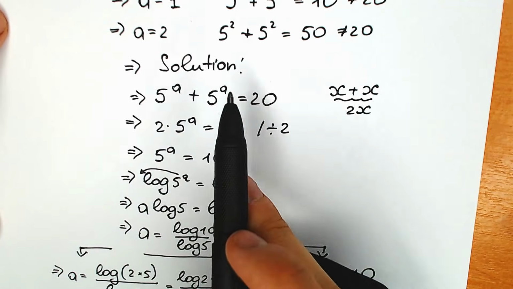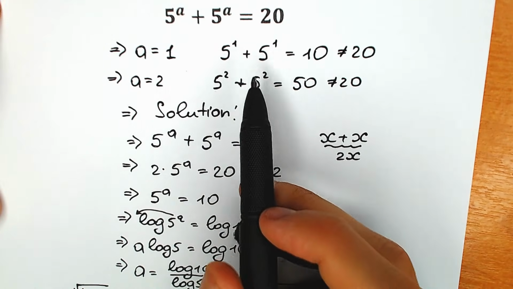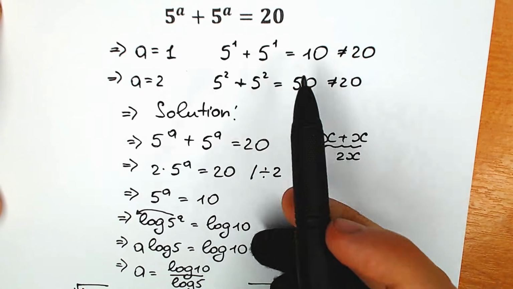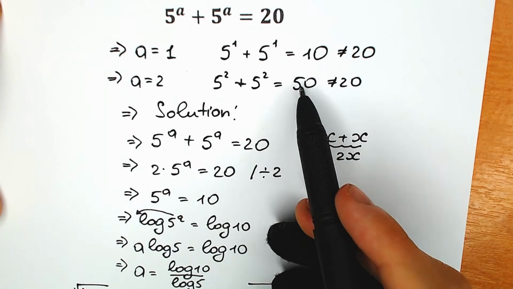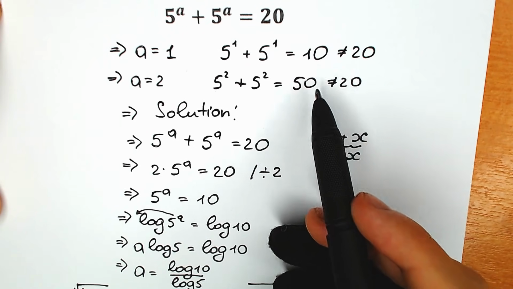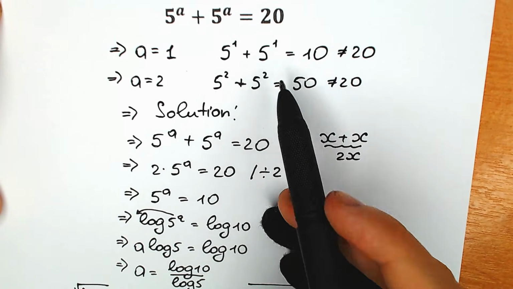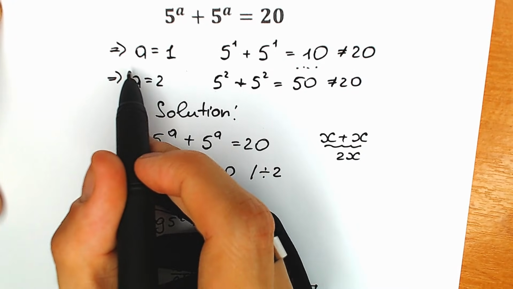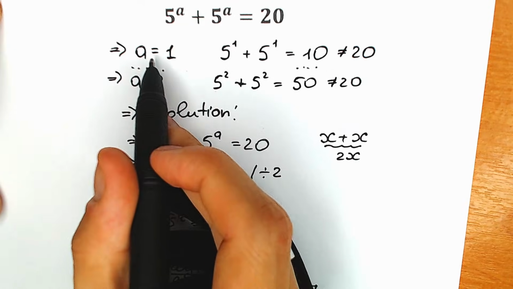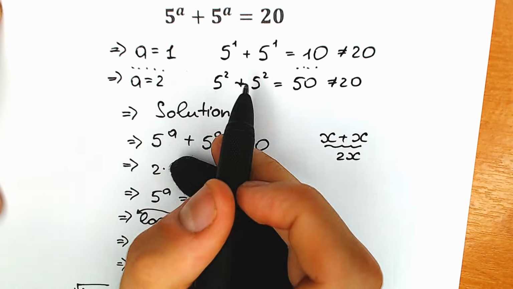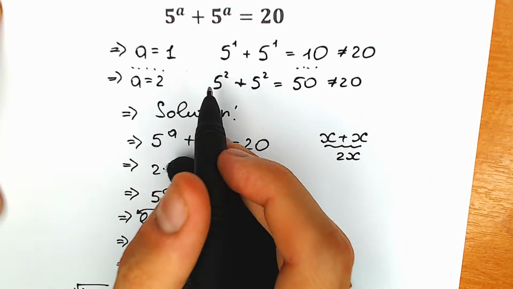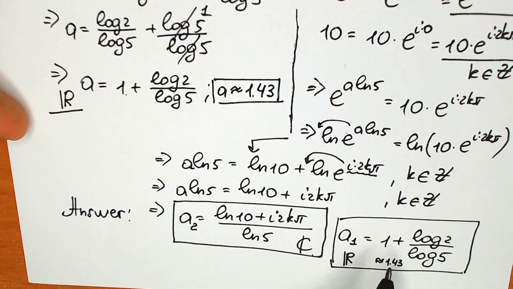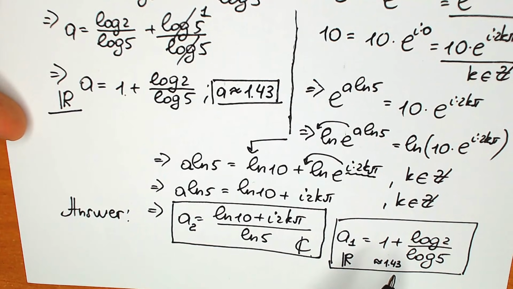From the beginning, when we plug in a equal to 1, it means that we have 10, so it's not more than 20. But if we have 2, our 50 is bigger than 20, so it means that our root is between them, because in our question we have 20, so 20 is between 10 and 50. Our root is between 1 and 2, because if we plug in 1, we have less than 20, and if we plug in 2, it's bigger than 20. And of course our root is between 1 and 2 because we have 1.43. So this is my solution to this question.